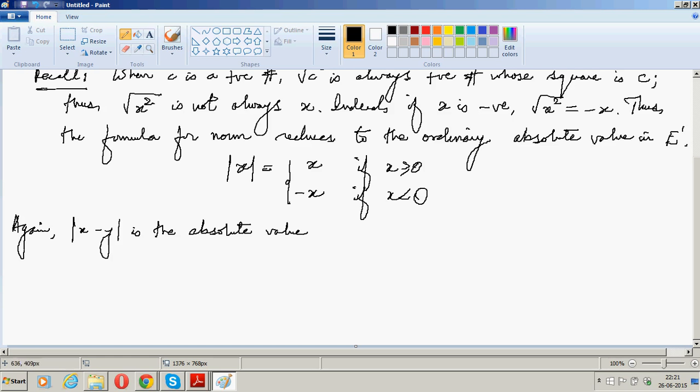Again mod x minus y is the absolute value of the difference in x and y. Surya, excuse me for 1 second. Yes.